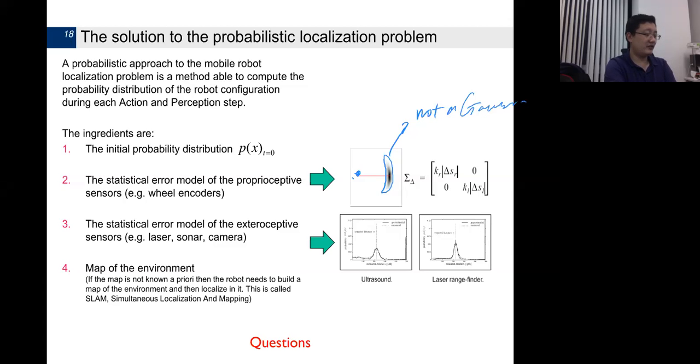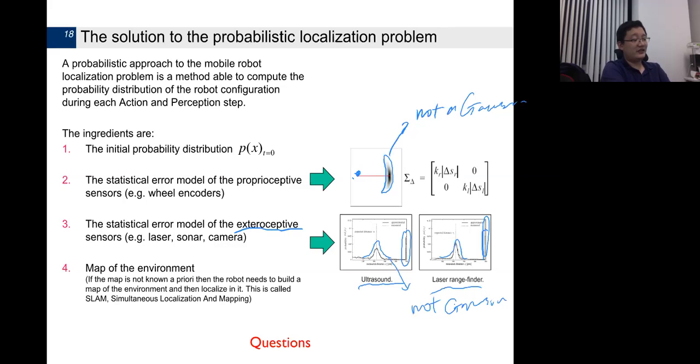For the statistical error of the camera or LiDAR or laser sensor, this is the characteristic of ultrasonic. This is LiDAR. It may look like a Gaussian, but there will be some peaks, depending on the characteristic of the sensor. You may double count the reflected signal, so it's overshooting the maximum. Typically this is close to a Gaussian, but it's not a Gaussian.